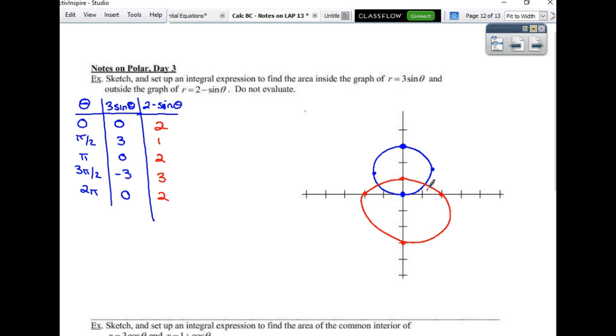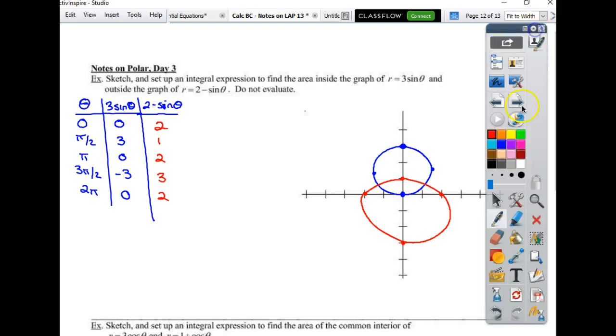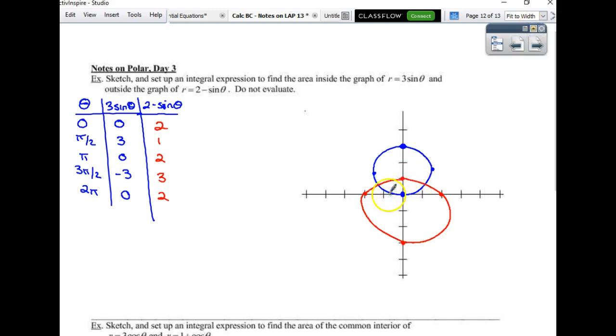Okay, what region are we trying to find? Yeah, well, it's not actually here. If you look, it's inside of the blue, but it will be outside of the red. I would suggest very lightly drawing this because I'm going to make some radial lines to assist you. So we're trying to find the area of that region. How the heck are we going to do that?